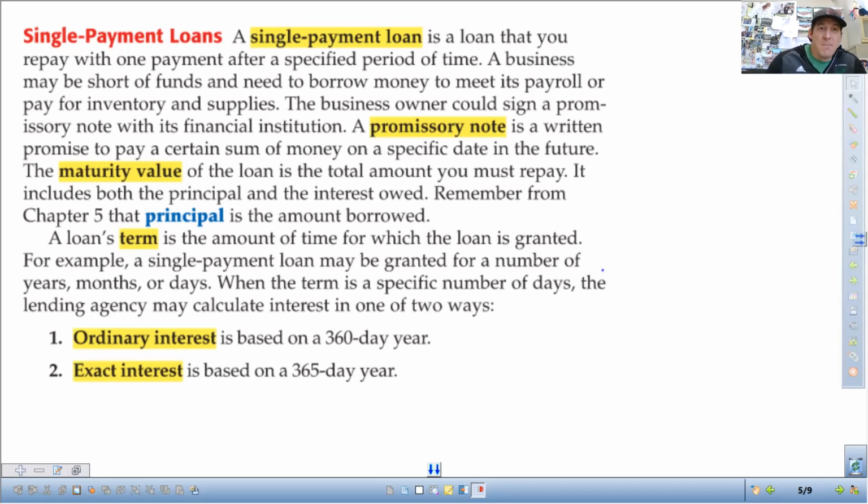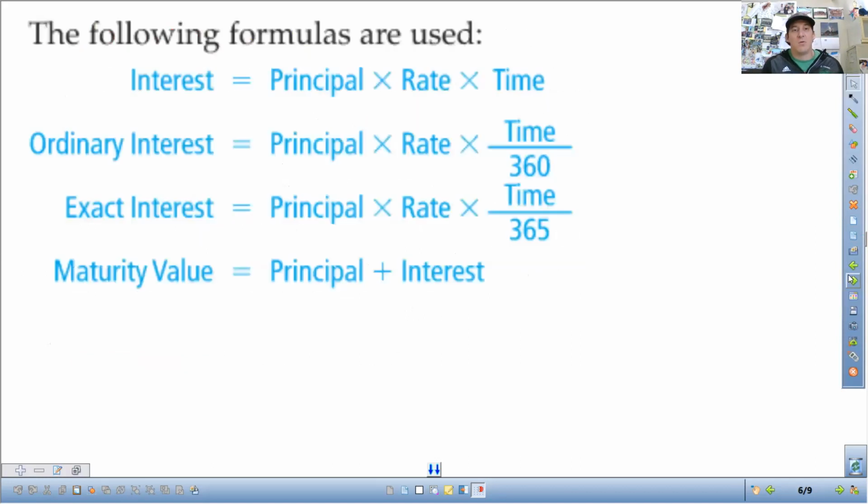I'll say most loans, I have never actually taken out a single payment loan. Most loans that you will take out as an individual are going to be multiple payments. But there are things such as single payment, and this is just a good introduction to how loans work.